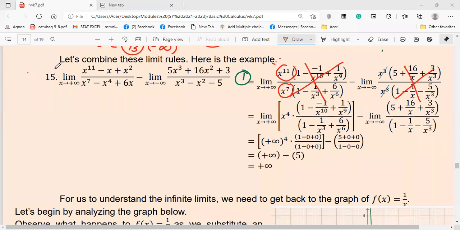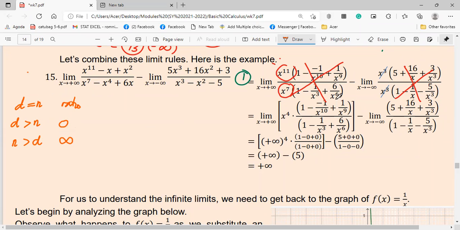Okay, so dito sa number 15, denominator must be equal to numerator. The first case, ibig sabihin ang sagot mo dapat dito is ratio. So when the denominator's degree is greater than the numerator, the answer is 0. But when the numerator's degree is greater than the denominator, your answer must be infinity.